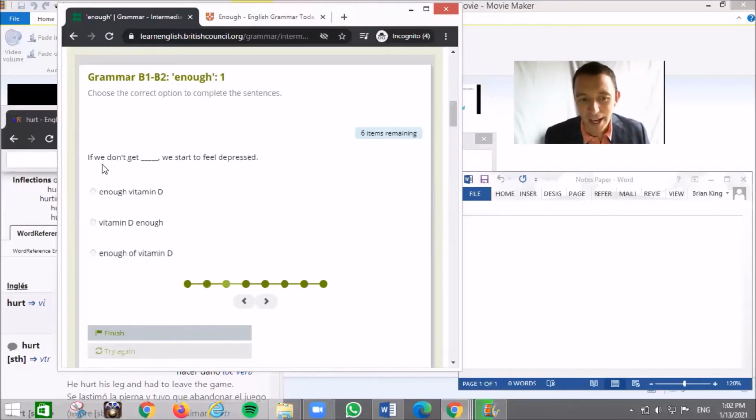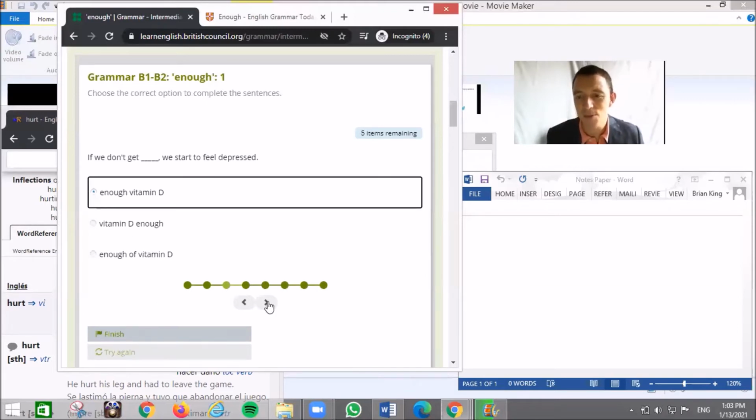Okay, number 3, if we don't obtain, if we don't have something, we start to feel depressed. Enough vitamin D, enough, or enough of vitamin D, okay? And this is the difference. So the exception is the noun. So with the noun, we go before. With the adjective and adverb, we go after, and with the verb, we go after. But for the noun, that's the exception, we go before with enough. Okay, that's the key for the whole lesson. So for that reason, it's number 1. We didn't get enough vitamin D because it's a noun.